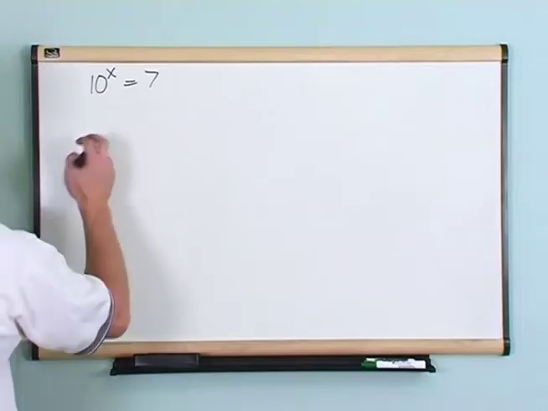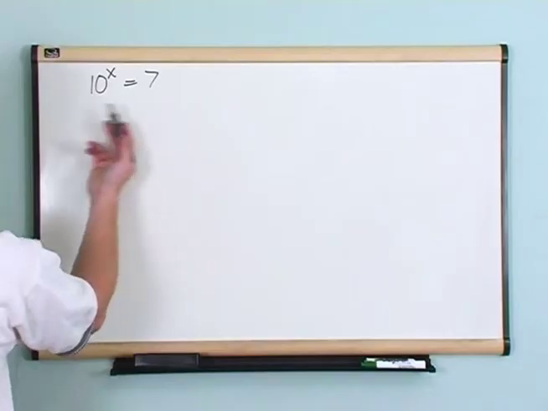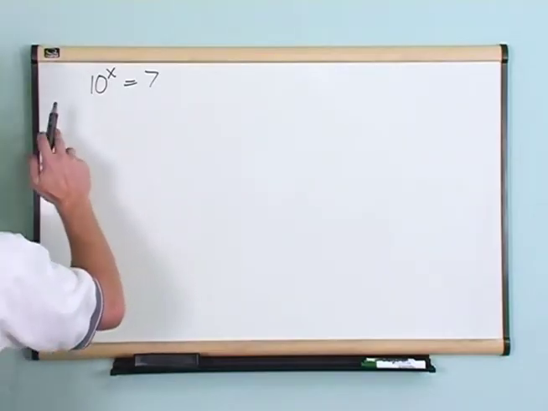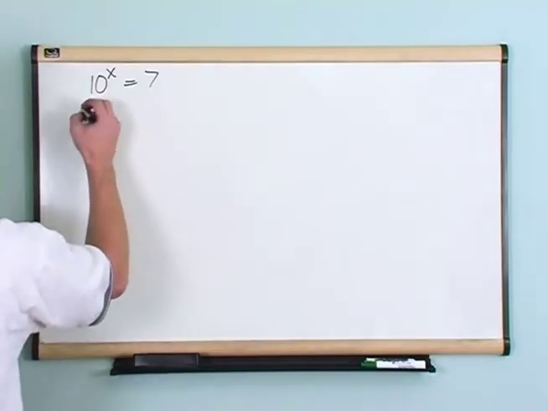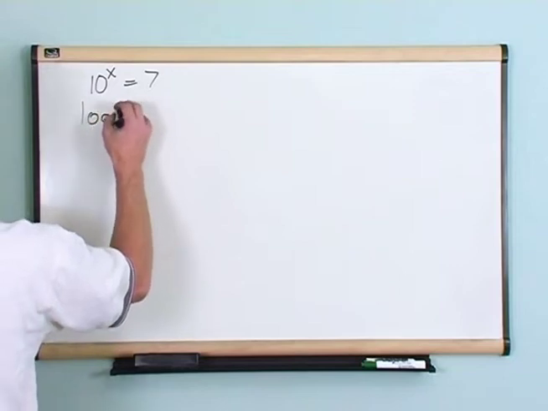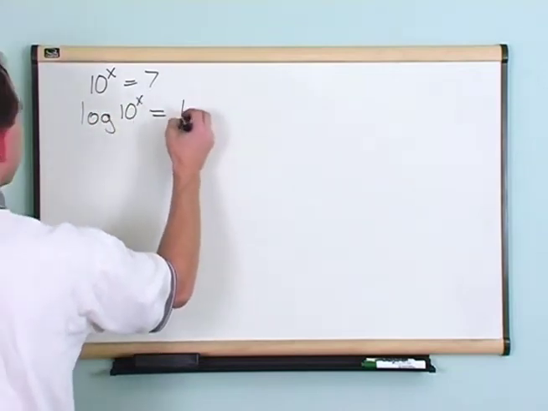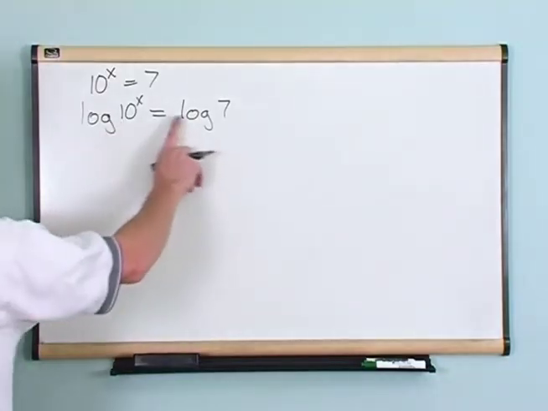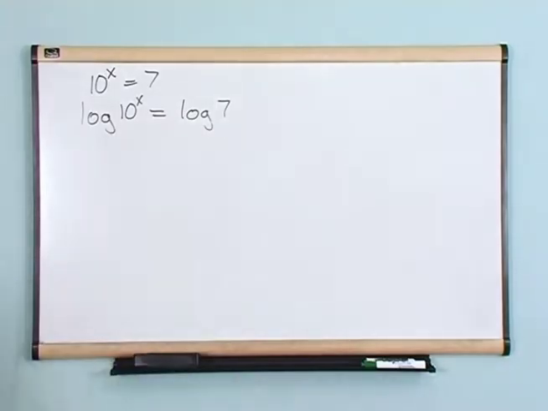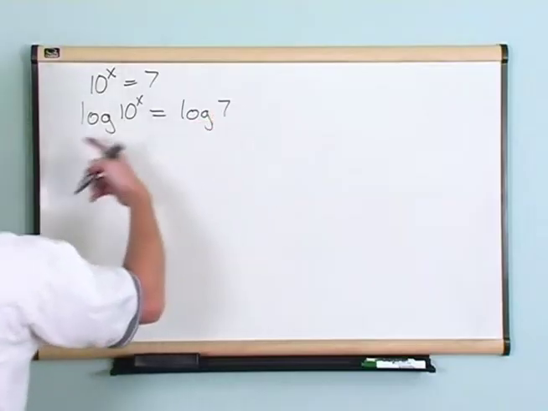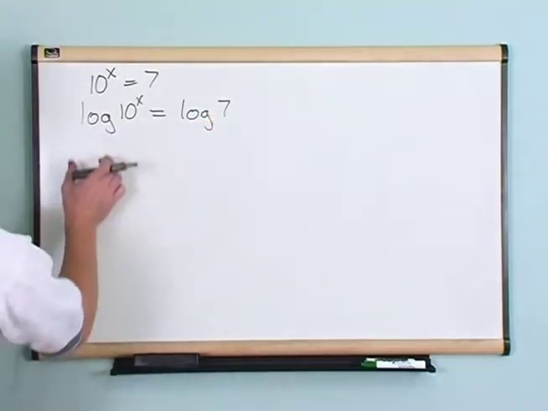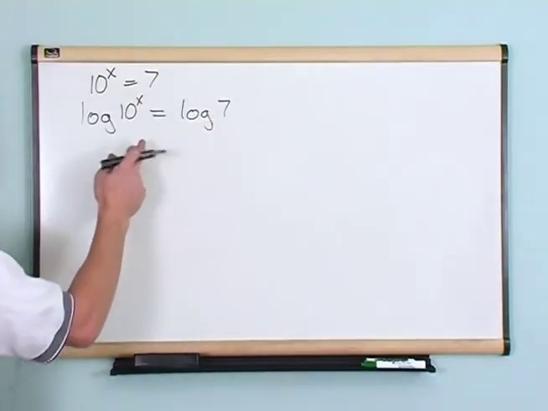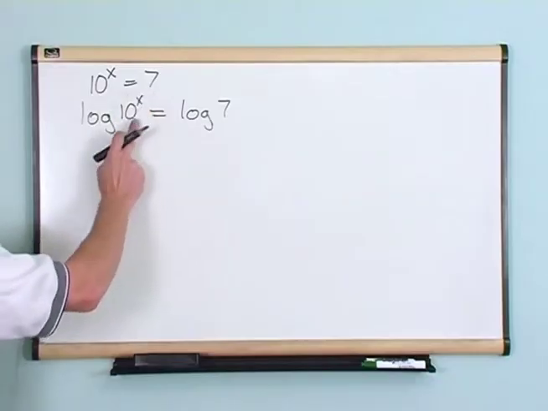Let's try taking the logarithm of both sides. Remember, you can do anything you want to both sides as long as you apply it to both sides. So what you would have is log of 10 to the x equals log 7. Notice here I haven't put a base, and that's because I'm just going to use base 10, so it's implied.